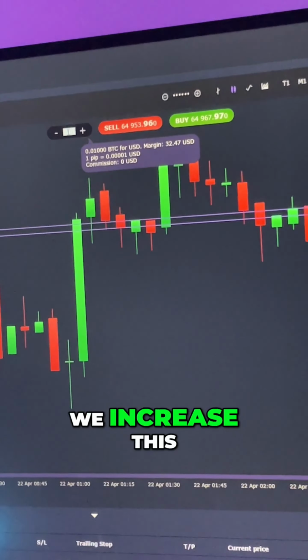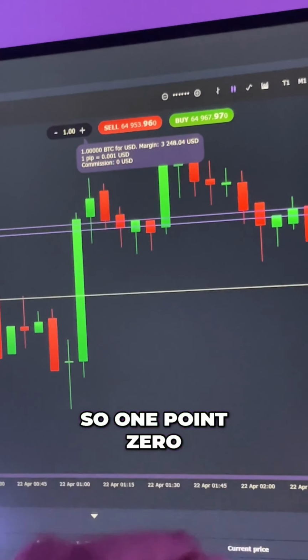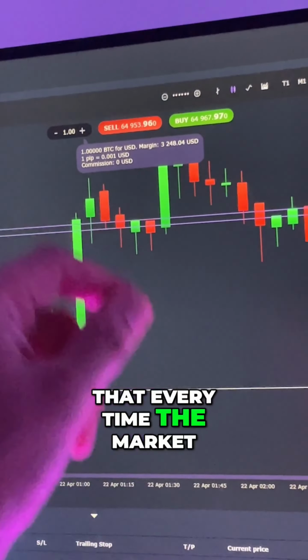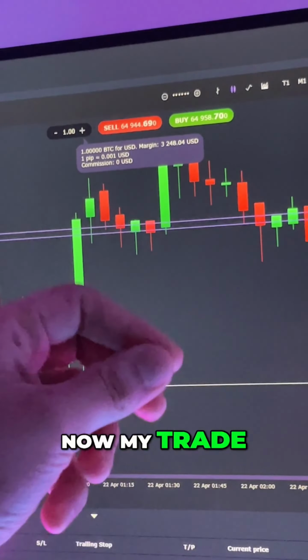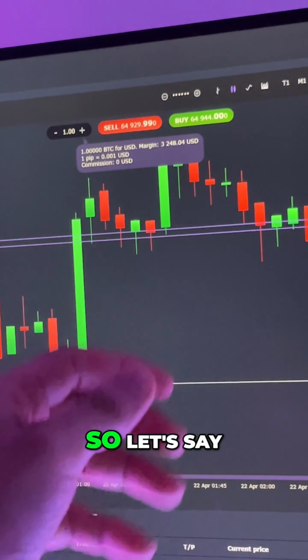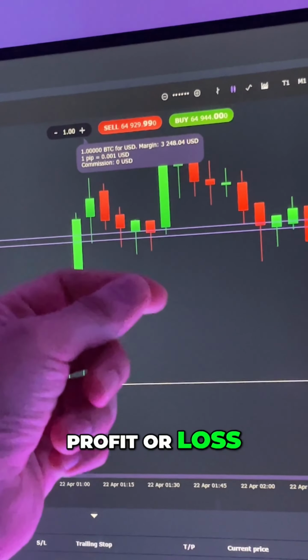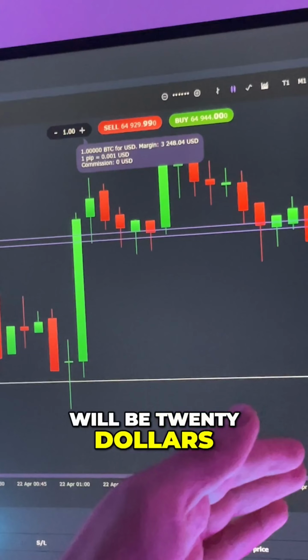Now, let's say we increase this to one full lot size, so 1.00. That means that every time the market moves 1 point, now my trade will be worth $1 per point movement. So let's say the market moves 20 points, the trade P&L, profit or loss, will be $20.